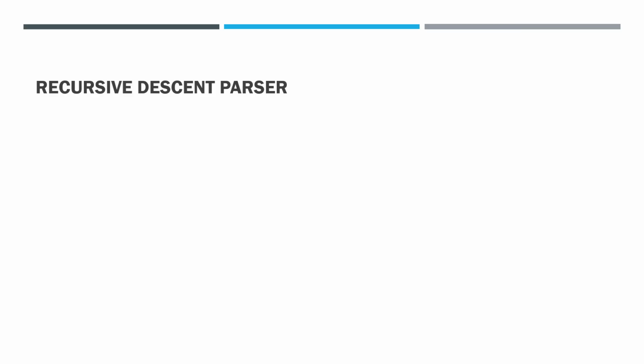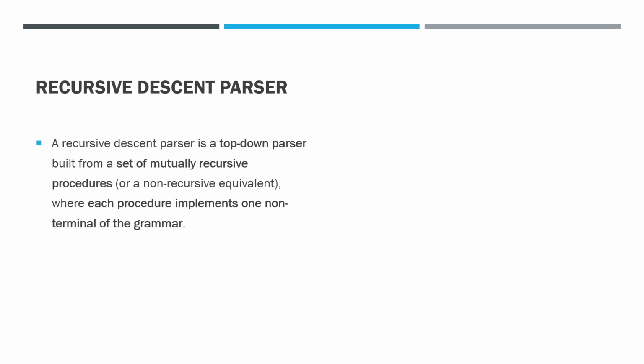This video lecture is on the recursive descent parser. So what is this recursive descent parser? A recursive descent parser is a top-down parser. It is built from a set of mutually recursive procedures where each procedure implements one non-terminal in a given grammar. It is a top-down parser.